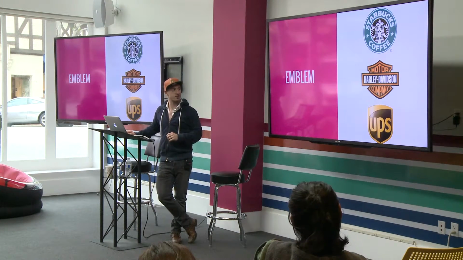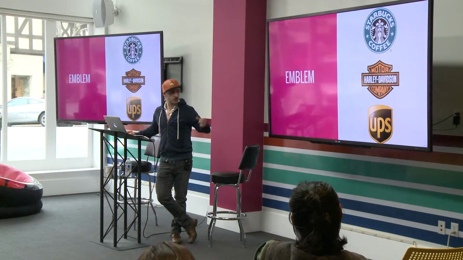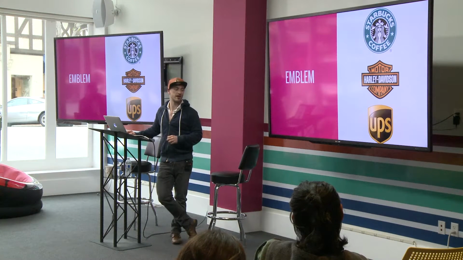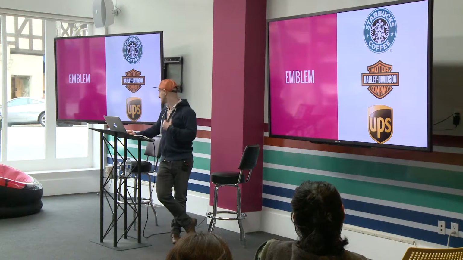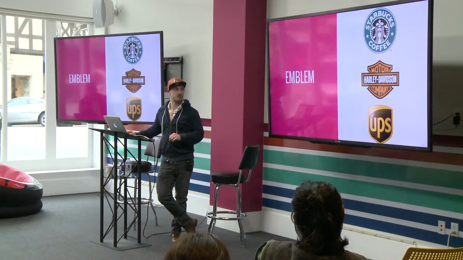And the final one is an emblem, like Starbucks. They've got the emblem that they can slap on all their cups, on all their brands. Harley Davidson does a great job with that too. And UPS has the emblem that they actually put on the person too, which adds credibility to the delivery person.